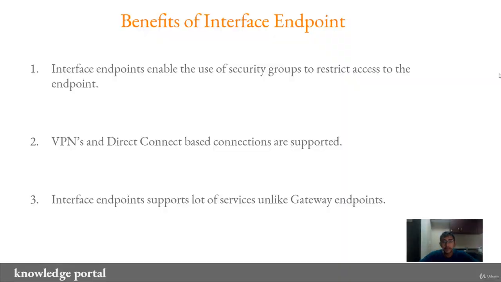Now the second benefit, primarily because the interface endpoints are residing in the same VPC, is that various connections like VPNs and Direct Connect are supported here. And the third one is that the interface endpoint supports a lot of services, unlike the gateway endpoint. As we are discussing, gateway endpoints primarily support S3 and DynamoDB, but there are a lot of other AWS services for which you might want private connectivity, and that is where the interface endpoint really comes into the picture.